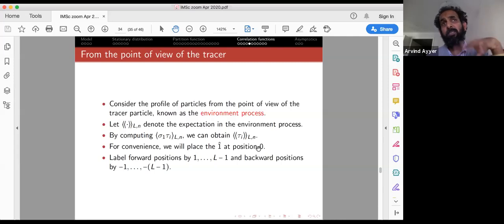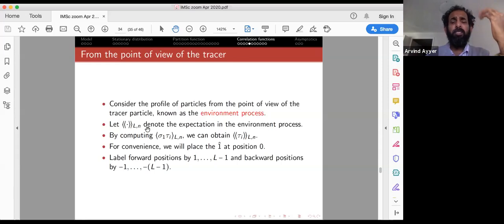So suppose you are sitting on the tracer particle and you're looking ahead and seeing how the particles look. What is their density from your point of view, from the tracer's point of view? What is the density 1 site ahead, or 10 sites ahead, or 30 sites behind? So this is known as the environment process.